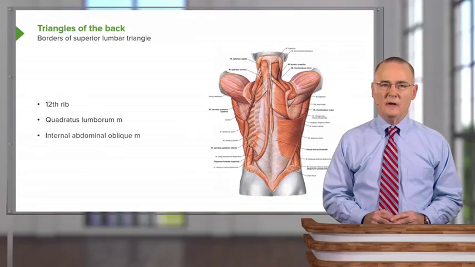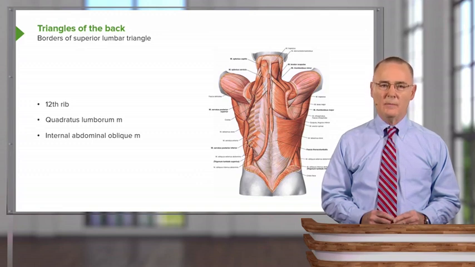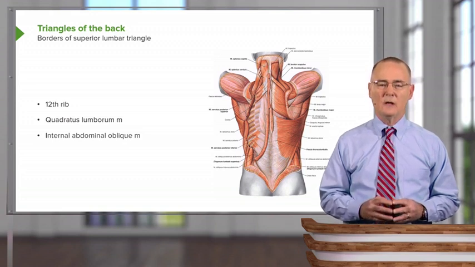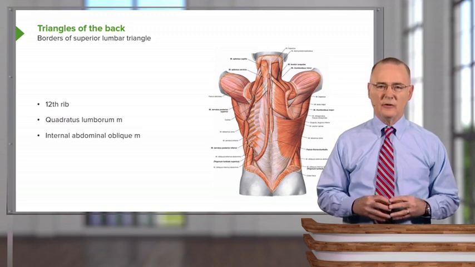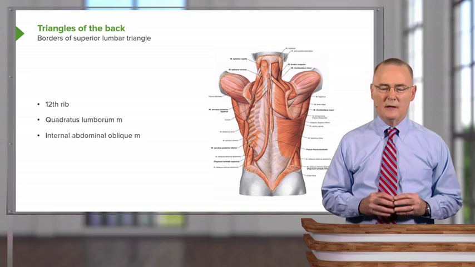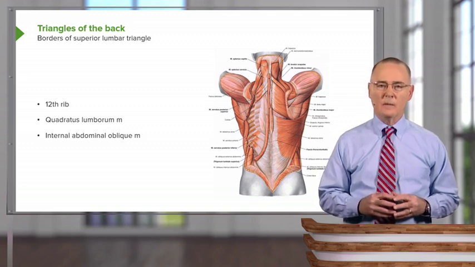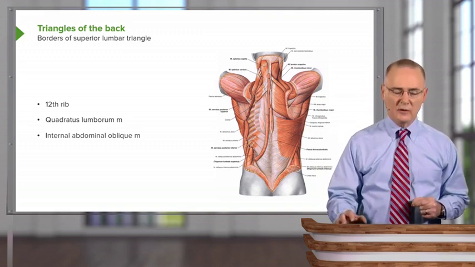The next triangle of interest is going to be the superior lumbar triangle. And there are three structures that define the borders of this triangle: the 12th rib, quadratus lumborum muscle, and the internal abdominal oblique muscle. And two of these three structures are discernible in this particular illustration. The third component is obstructed by another more superficial component.